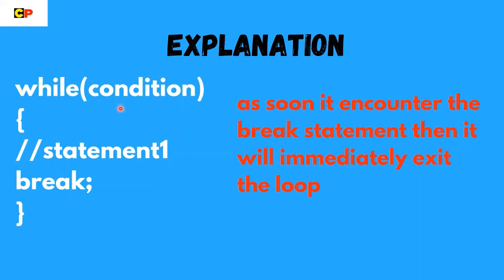If the condition is found to be true, it will enter the while loop, execute statement one, then encounter the break statement and exit the loop at once. That means this while loop will be executed only one time if the condition is true. If the condition is not true, the while loop will not be executed because it will automatically come out from here. This is the main difference and the explanation for the break statement. This was the scenario when there is only one loop. We can talk about nested loops also, so let's see what happens in the case of nested loops.